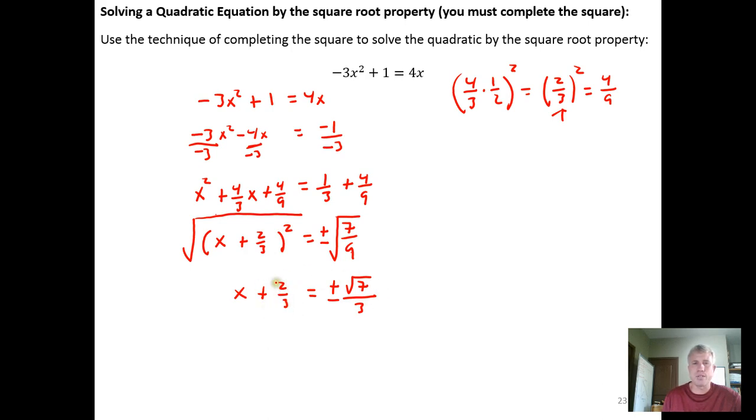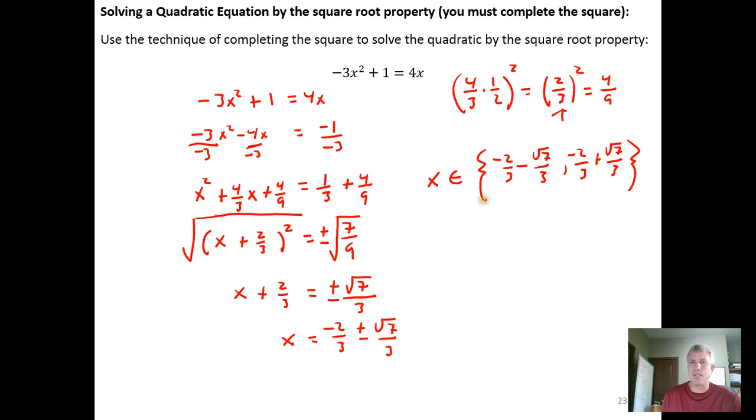And now I need to subtract this 2/3 from both sides. So when I do that, I'm going to get negative 2/3 plus or minus the square root of 7 over 3. And there's my two solutions. There's one solution, two solutions. If I put it in set notation, I would say x is an element of the set that contains negative 2/3 minus the square root of 7 over 3, comma, and I get negative 2/3, and I get plus the square root of 7 over 3.